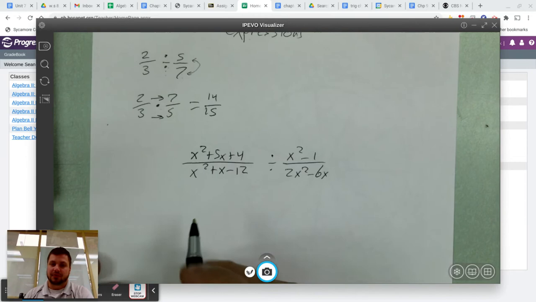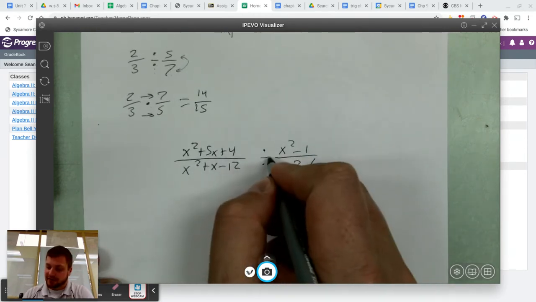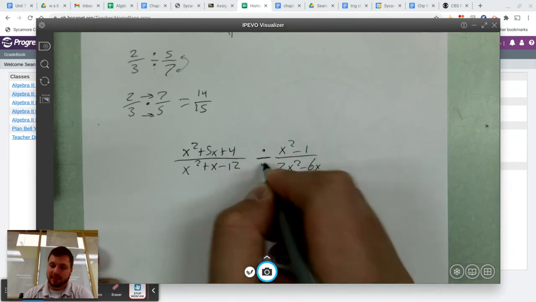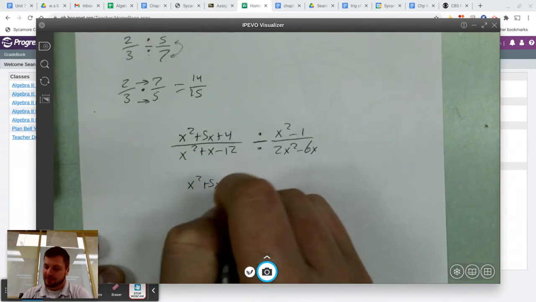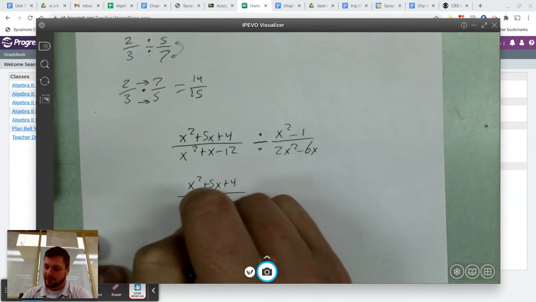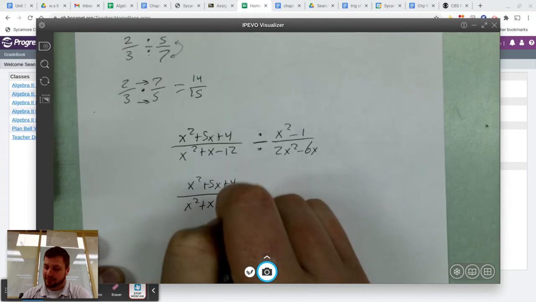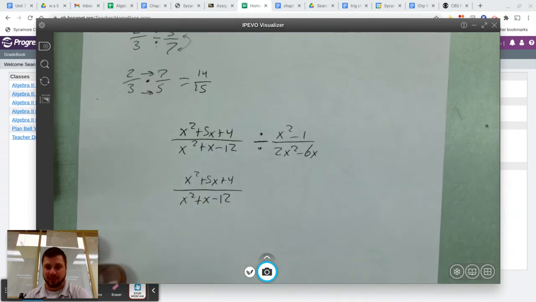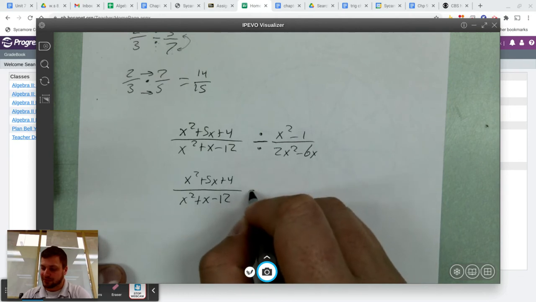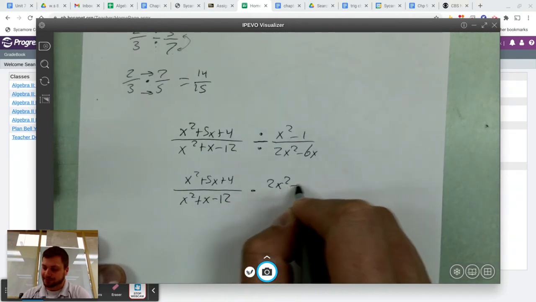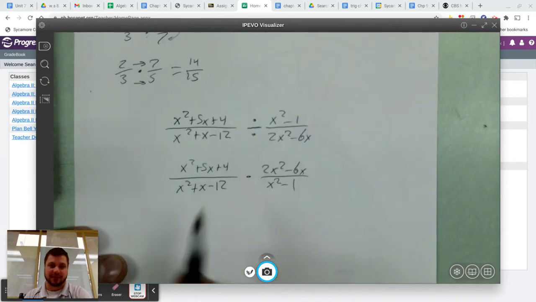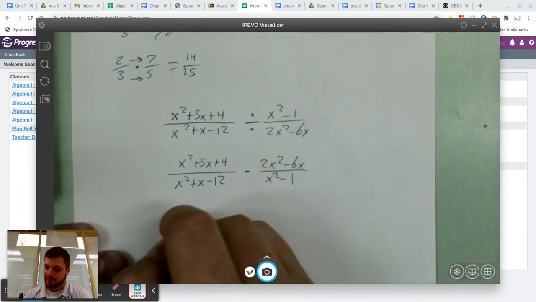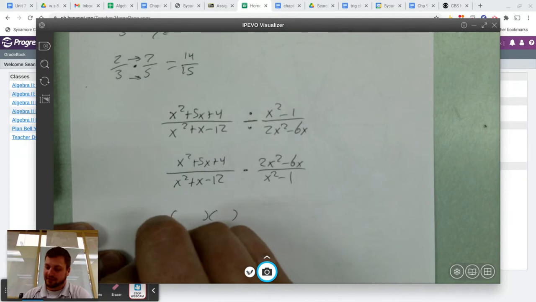Okay, so basically what you want to tell yourself in your brain is you never want to do a division problem. Okay, so right now, the second I see division, I'm going to first keep or rewrite the first problem, and then multiply by the reciprocal. Keep, change, and flip. And now this is a problem exactly like yesterday. So I factor, and then I cancel things out.